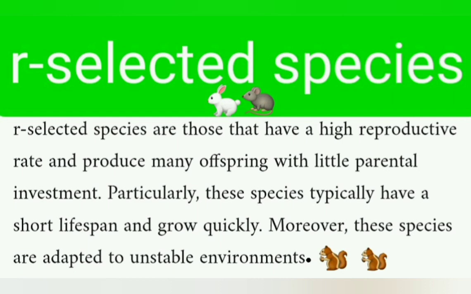R selected species are those that have a high reproductive rate and produce many offspring with little parental investment. Parental investment means parental care. Particularly, these species typically have a short lifespan. That means they don't live for a long span of time, and they grow very fast. They grow quickly. Moreover, these species are adapted to unstable environments.